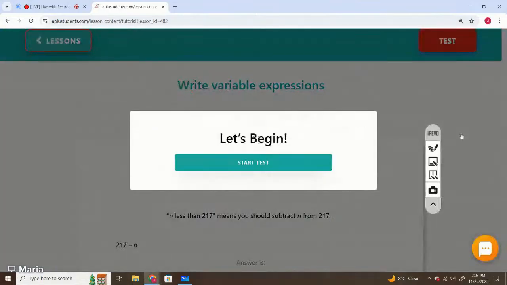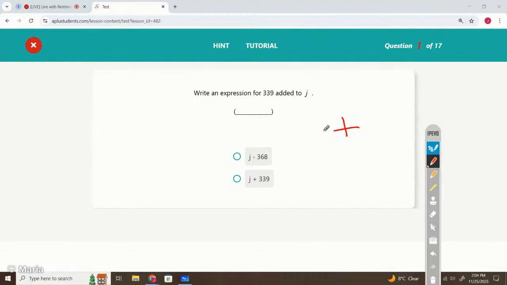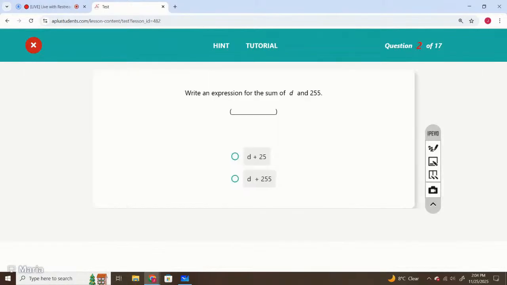Let's just start with the test questions. Write an expression for 339 added to j. So we need to add 339 to j. When you are adding, we need to replace this with the addition sign, right? So that would be j plus 339. Option number 2 is the correct option.